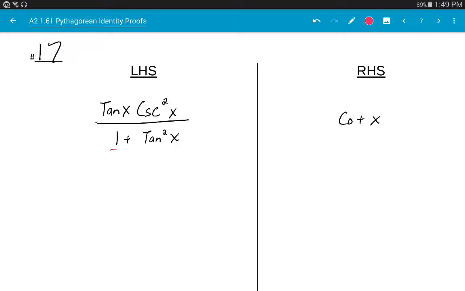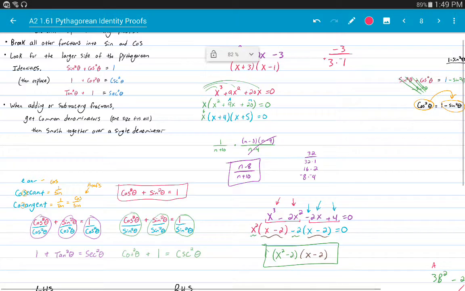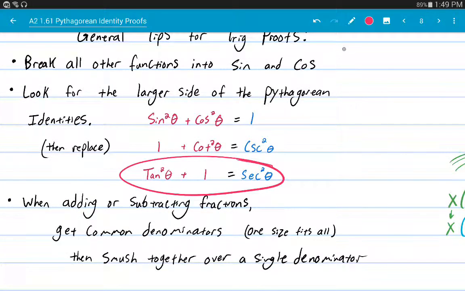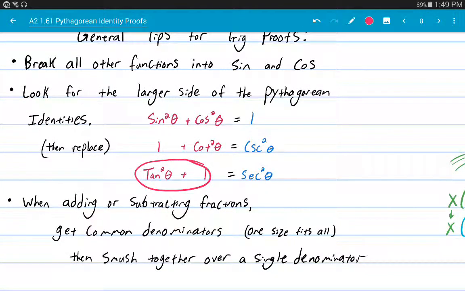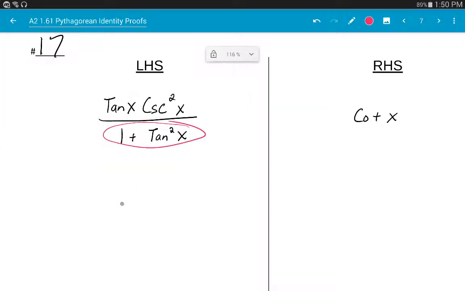First thing I see is this, 1 plus tangent squared. I've seen the Pythagorean identity so many times, I'm pretty sure this is equal to something. So let me check. 1 plus tangent squared. Oh yeah. So 1 plus tangent squared is equal to secant squared. So I can substitute in right here. Okay. So this right here is going to become secant squared.